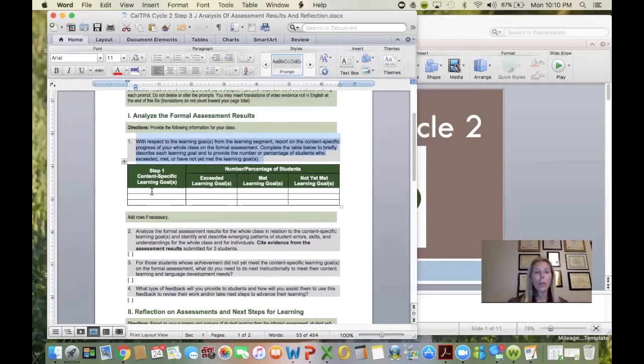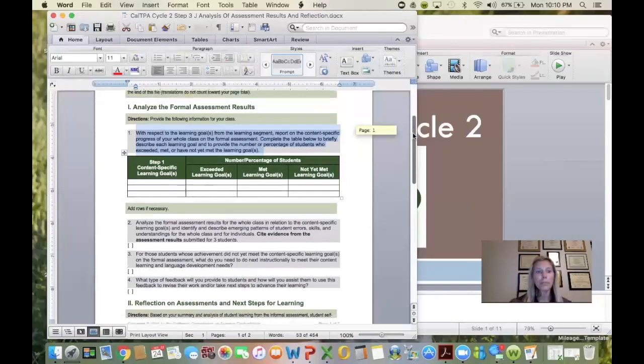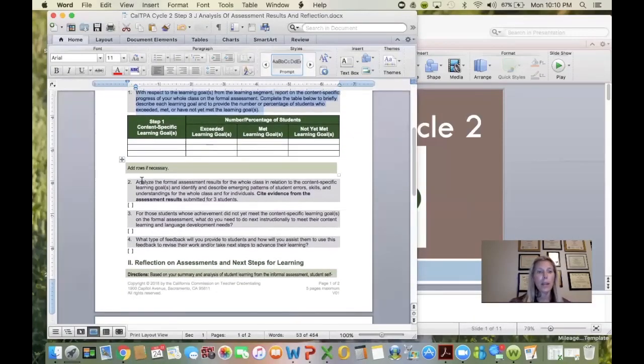So you'll put the learning goal here, and then you're going to say in number form how many exceeded the goal, how many met the goal, and how many are not yet at the goal. And then from there, it says you're going to analyze the formal assessment results for the whole class, again, in relation to the content-specific learning goals. And here's the key part: and identify and describe emerging patterns of student errors, skills, and understandings for the whole class and for individuals. You can see here in bold, it says cite evidence from the assessment results submitted for the 3 students.